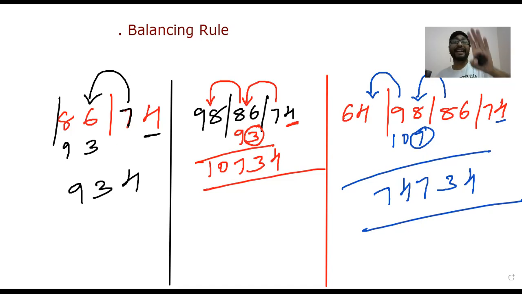So when carrying, the number apart from the ones place value is carried. The ones place value is the answer. The remaining is going to be the carry number, irrespective of any digit.